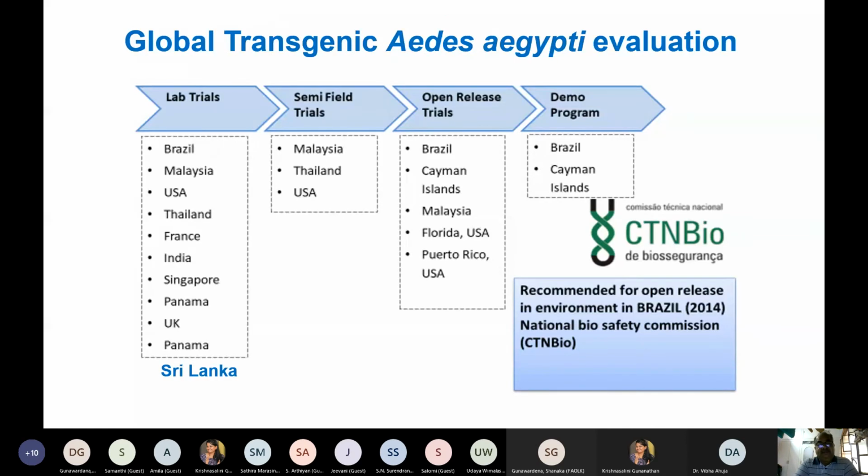Incidentally, though we have seen this slide earlier yesterday, here the point is that there is a proof of concept that the GM mosquito is a good technology to reduce the vector population and thereby also impact the reduction in the cases of the disease.